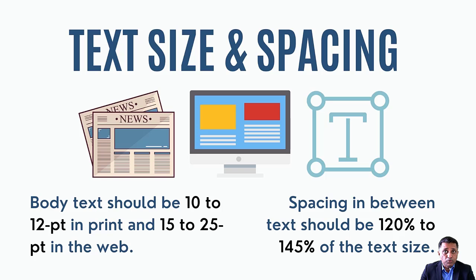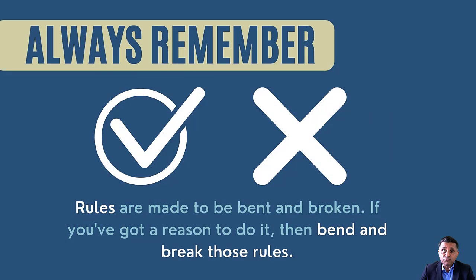In terms of size, body text could be between 10 to 12 points in print and 15 to 25 on the web. Spacing in between text should be at least 120% of the text size, and at most 145%. So just as an example, if we are using 10-point text, 120% of that would be 12 points as the interlinear space or leading space, and 145% would be 14.5. Get the spacing nice. And finally, rules are made to be bent and broken.